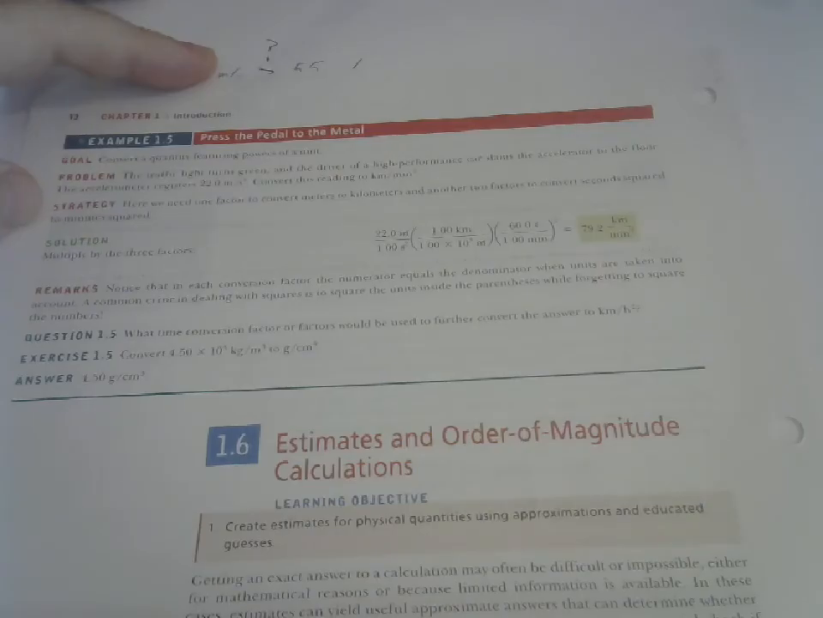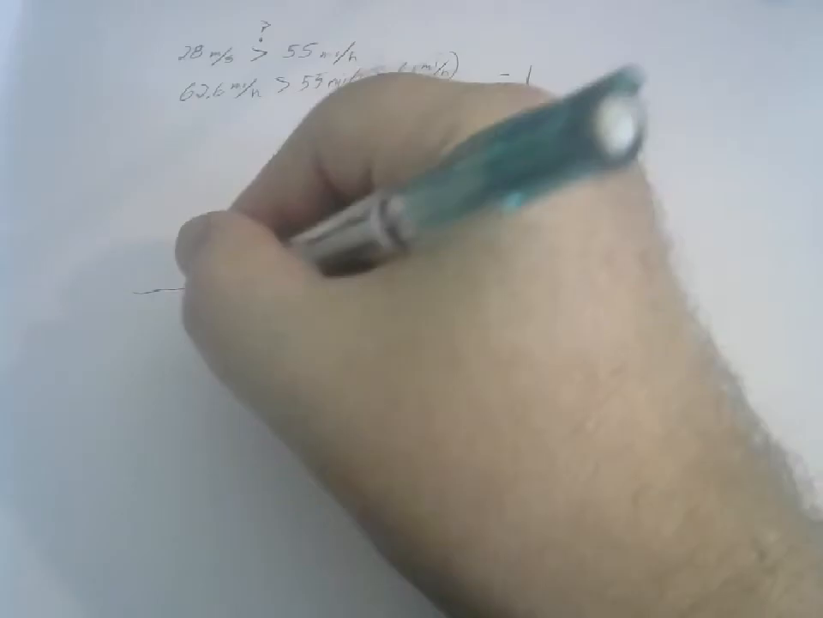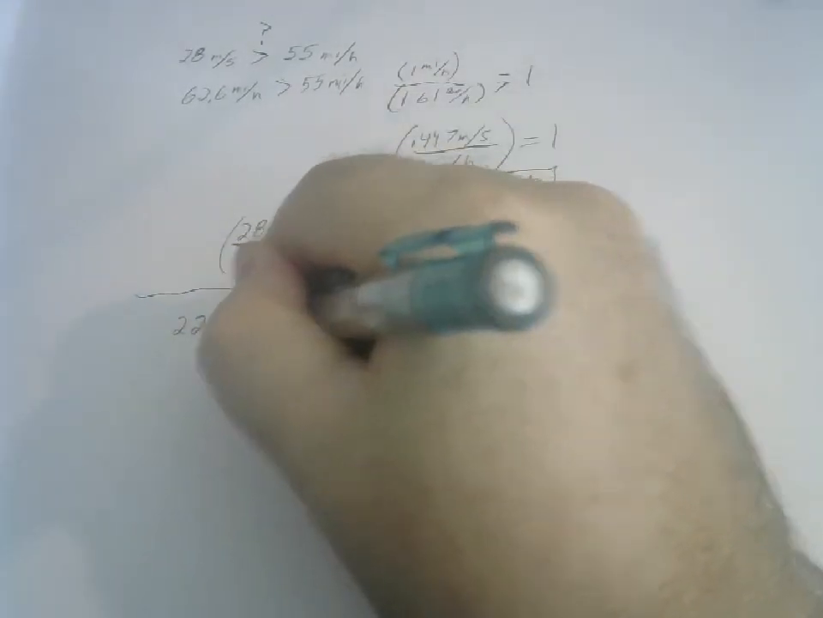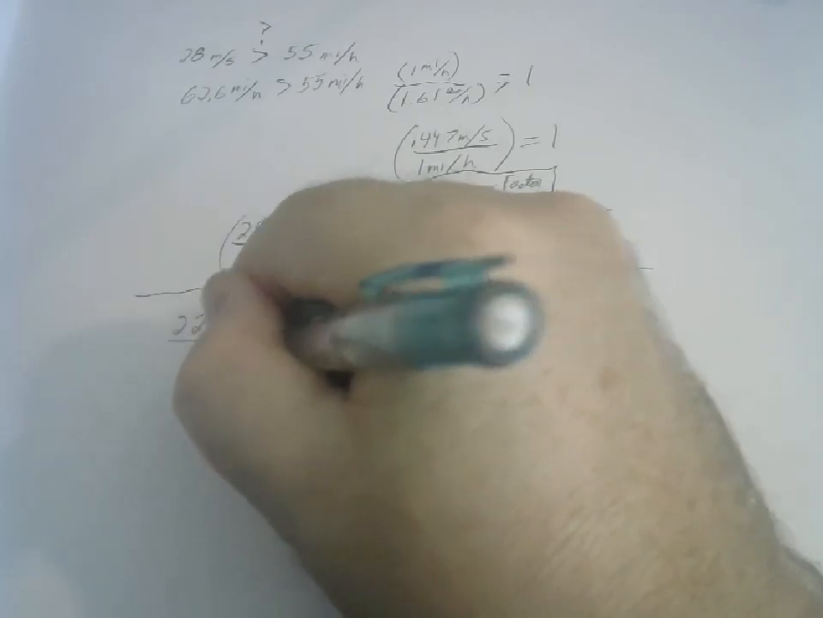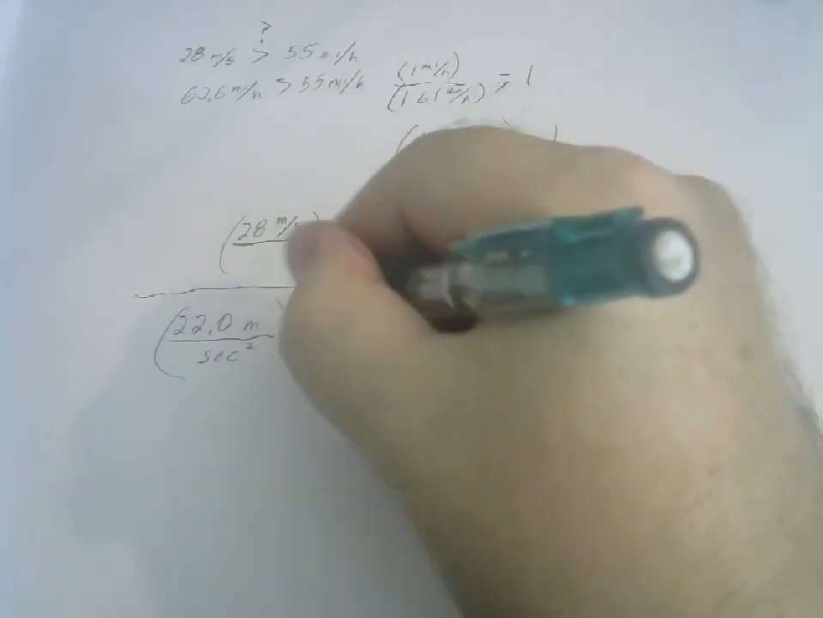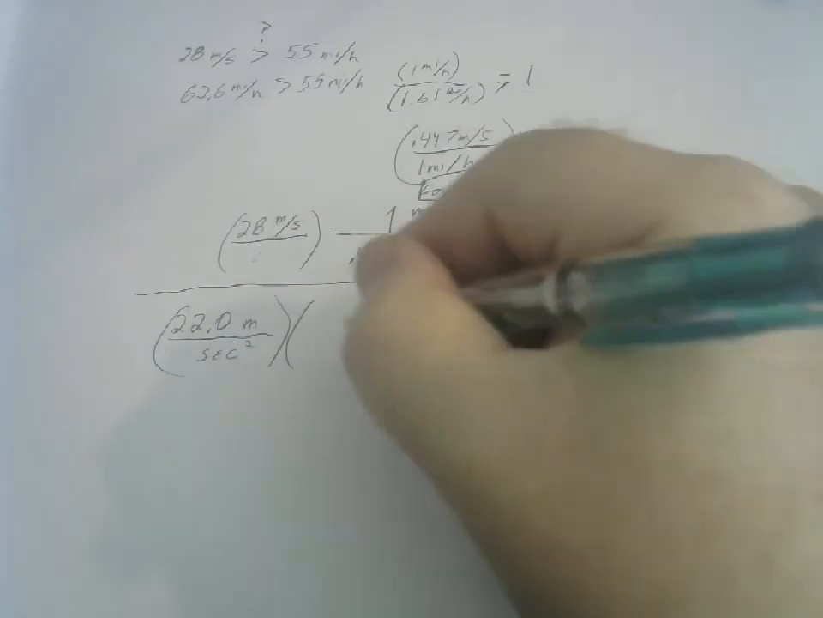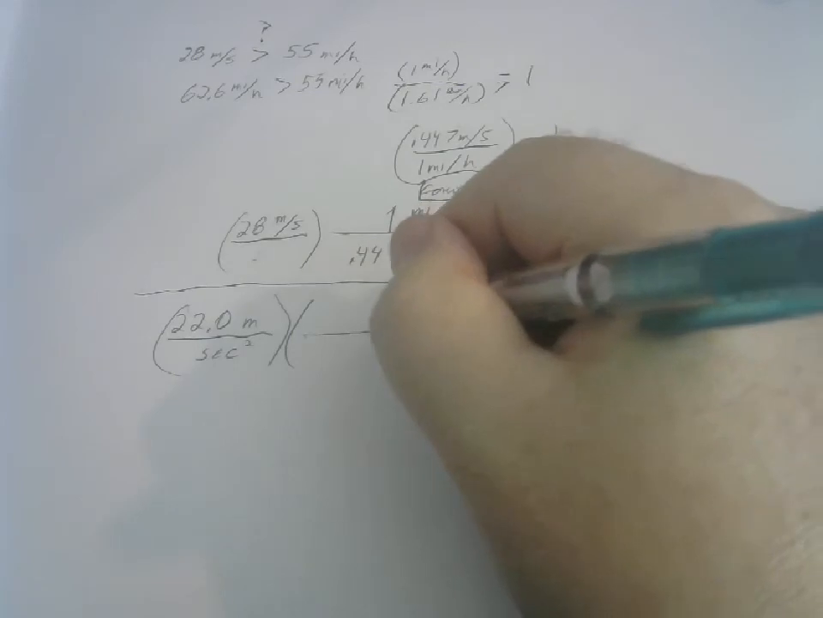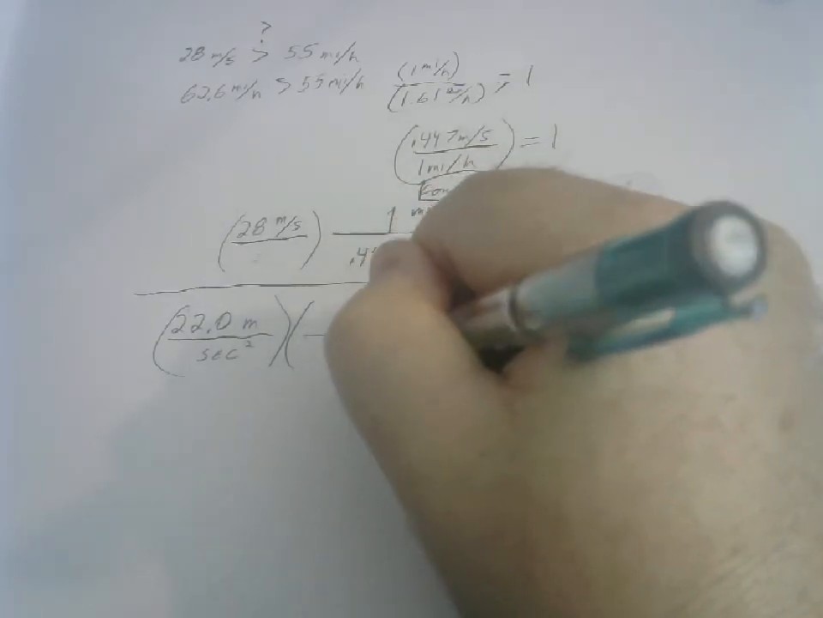Example 1.5 says the traffic light turns green and the driver of a high-performance car slams the accelerator to the floor. The accelerometer registers 22 meters per second squared. Convert this reading to kilometers per minute squared. So this one we really shouldn't have to look up anything, because we have 22 meters per second squared. We're going to multiply this by, we're going to get rid of the seconds squared. So I'll put seconds up here and minutes down here.